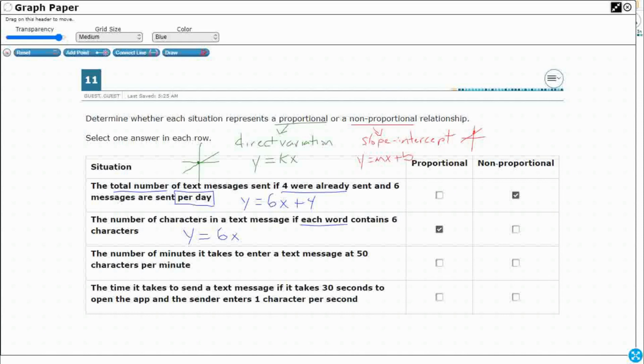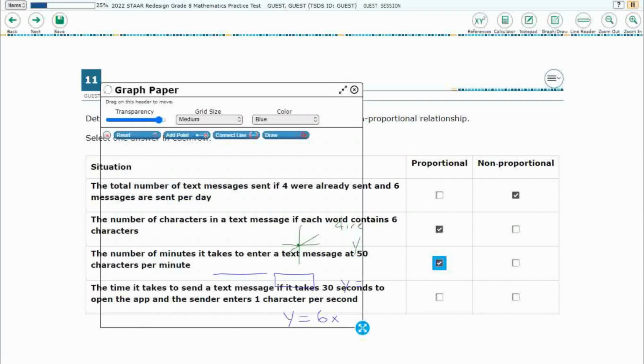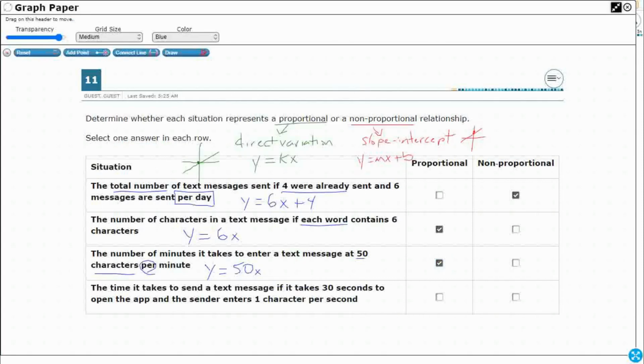Let's check the third one here. The number of minutes it takes, all right, so that's going to be my y, to enter a text message at 50 characters per minute. Okay, so 50 characters per, that's my unit rate, so 50x, x will be the number of minutes. And you notice there's nothing extra. There's no 6 were already sent or 4 were already sent, so that's also going to be proportional.